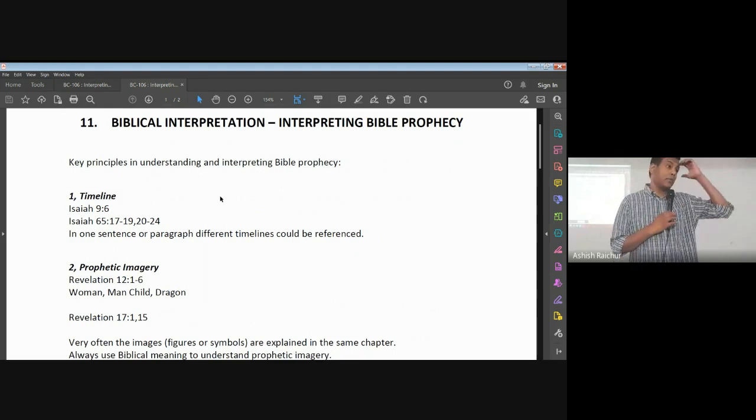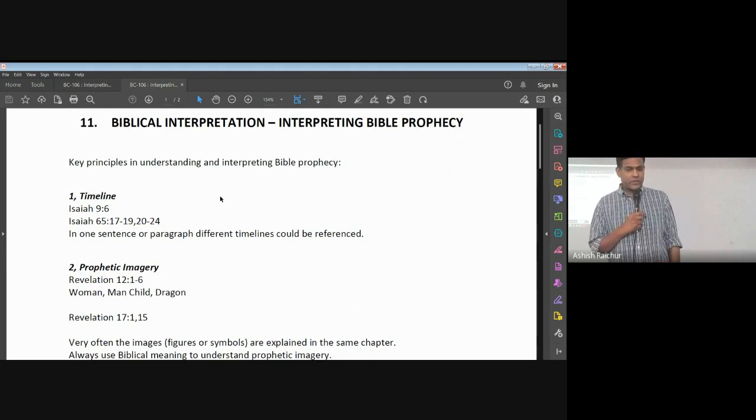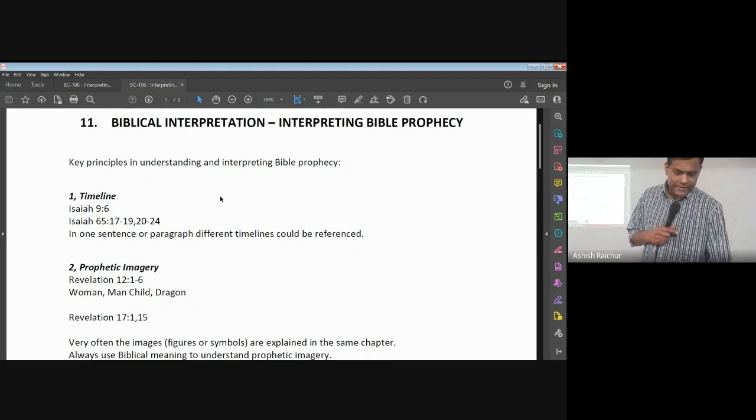So in interpreting Bible prophecy, you have to understand also that sometimes, when the prophetic word is given, the timeline is given in reverse. What comes later may be stated first, and what comes earlier may be stated second. We shouldn't get confused. Example, Isaiah 65. If you look at Isaiah 65, the timeline is actually reversed in that prophetic word. And once again, the only way we can determine the correct timeline is by looking at the rest of scripture.